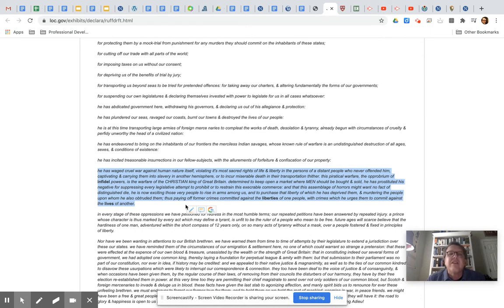He is now exciting those very people to rise in arms among us and to purchase that liberty of which he has deprived them, and murdering the people upon whom he also obtruded them, thus paying off former crimes committed against the liberties of one people with crimes which he urges them to commit against the lives of another." That is a very lengthy passage. Compare it to this reason, for depriving us of the benefits of trial by jury. This entire passage, all about the crimes of slavery, you won't find it in the final Declaration of Independence draft.